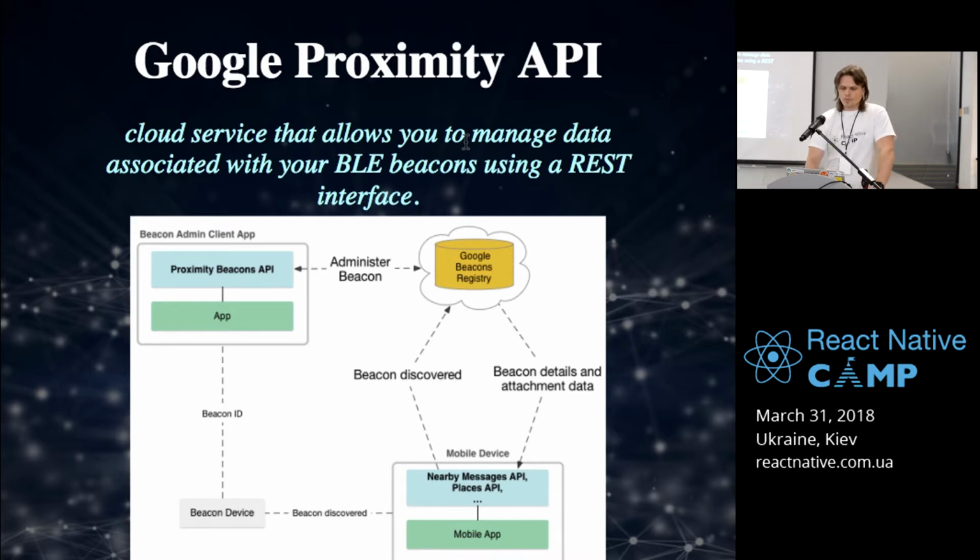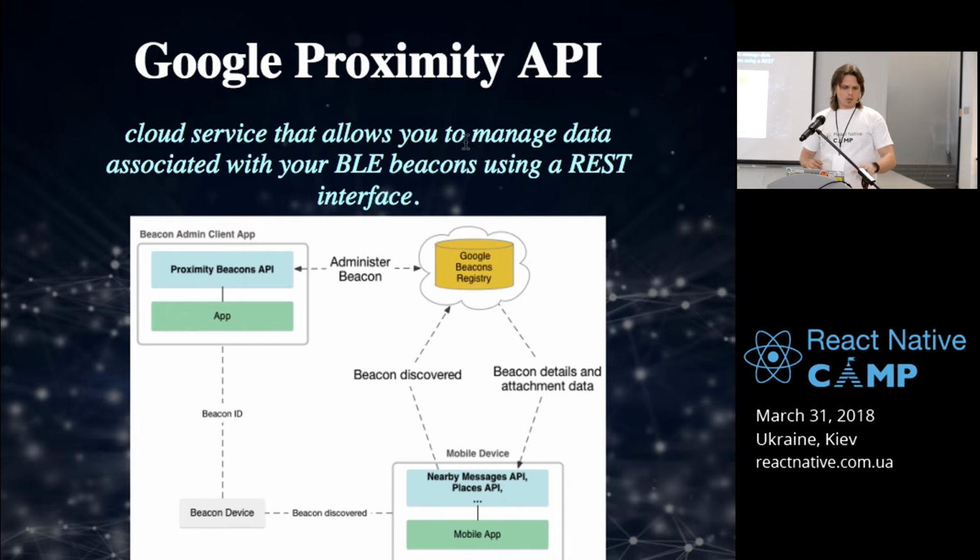And so in terms of architecture, it works like this. You have a beacon. You have a Beacon Tools app, which you can install on iOS and on Android. You can program your beacon with whatever data you want, a small amount of data, and then you connect it to the Google Proximity API using your Google account.